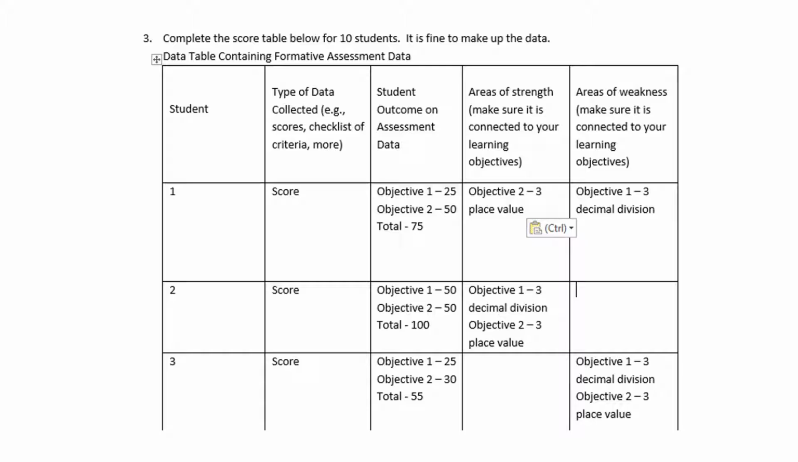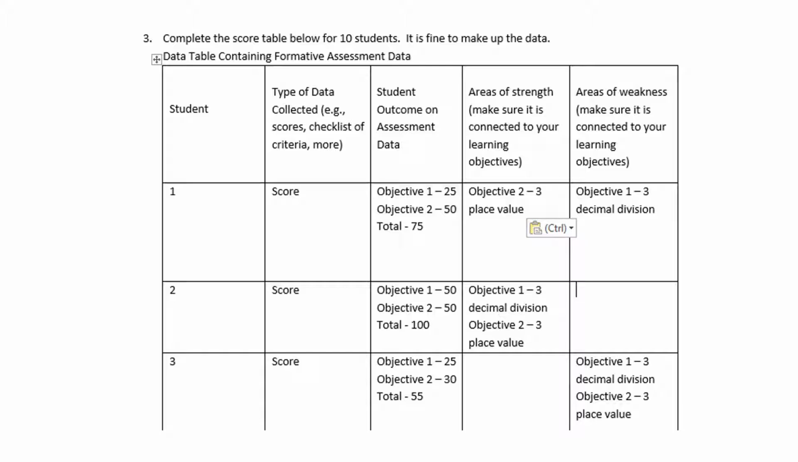So student 1, I collected a score on the homework that I mentioned. And since I had 2 learning objectives and it totaled a possible 100 points, I'm going to break that out by objective. Student 1 scored 25 points on objective 1, which you're going to see what the objectives are later on, and student 1 scored 50 points on objective 2. So that student did better on objective 2 for a total of 75 points on the homework.